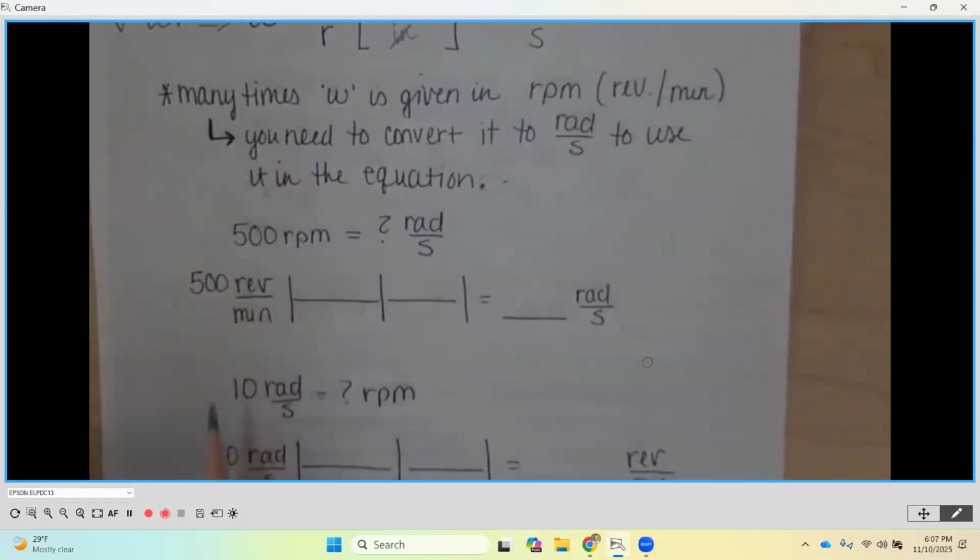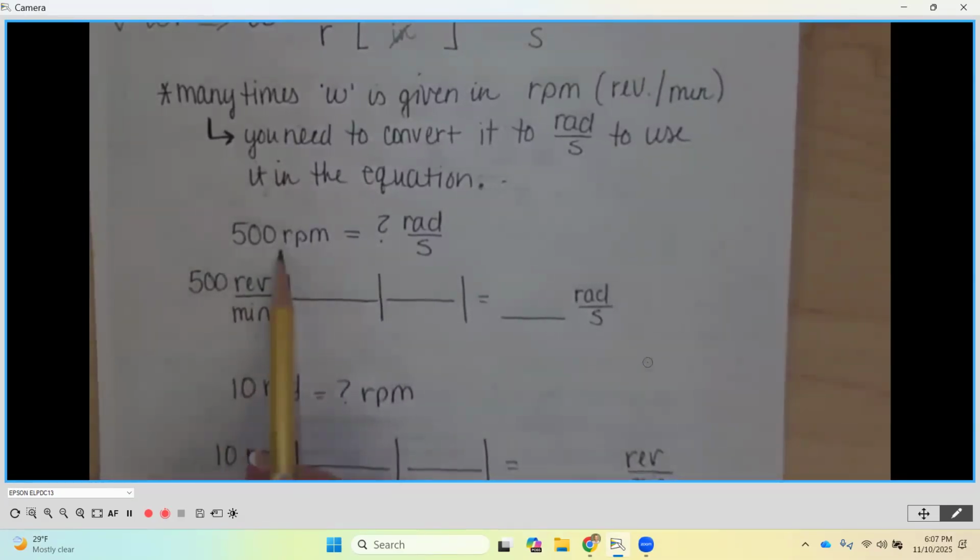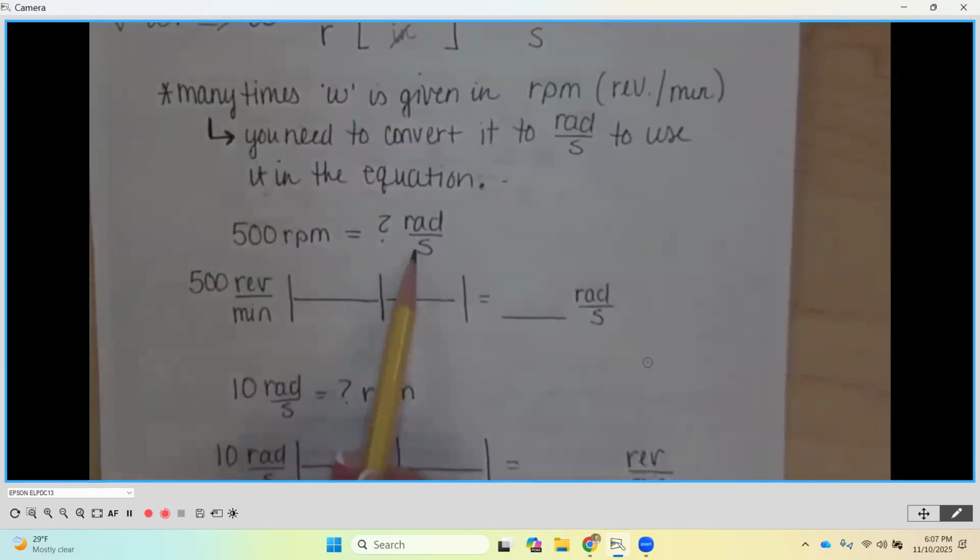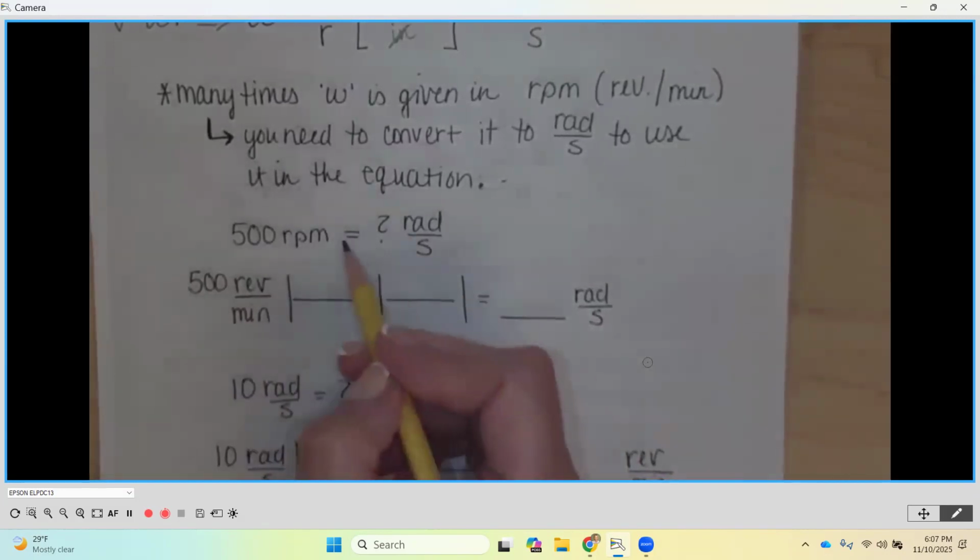So what we're going to do, as you can see here, is start with 500 RPMs equals how many radians per second? We need to expand out the RPMs. RPMs are revolutions per minute, okay? That's what the RPM means.